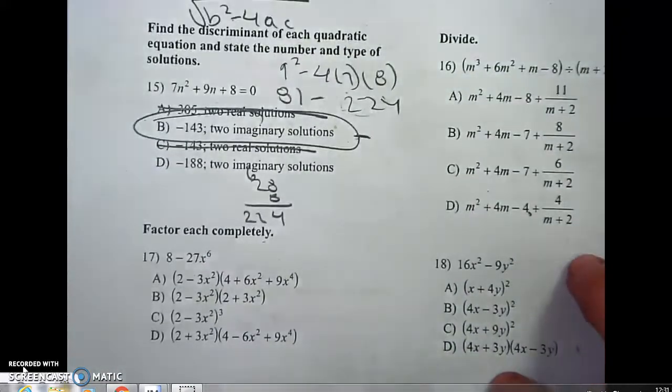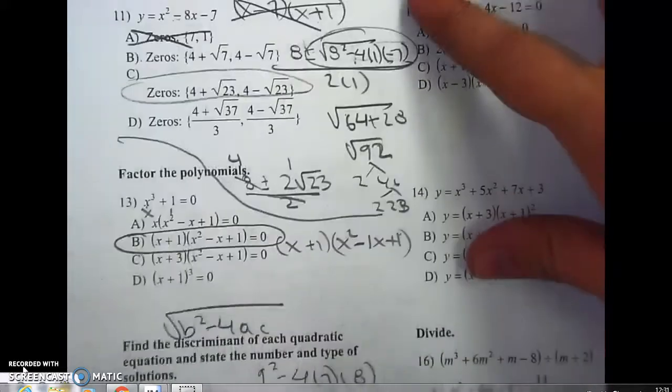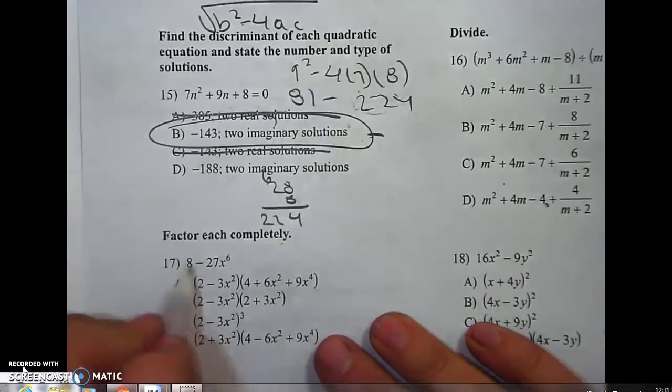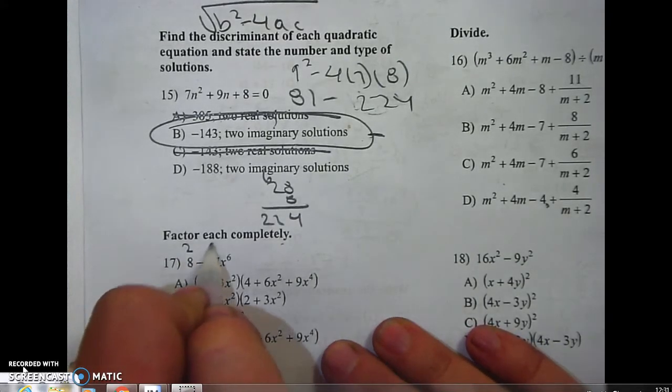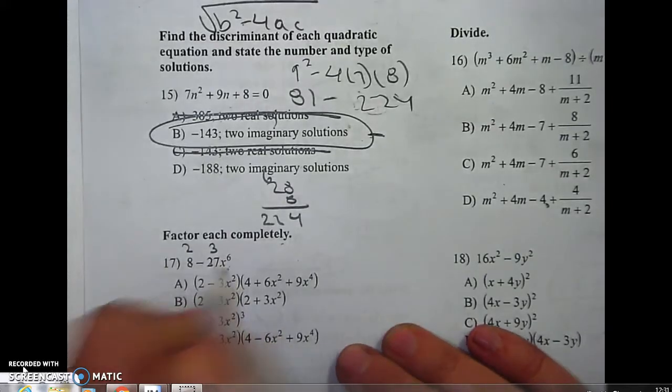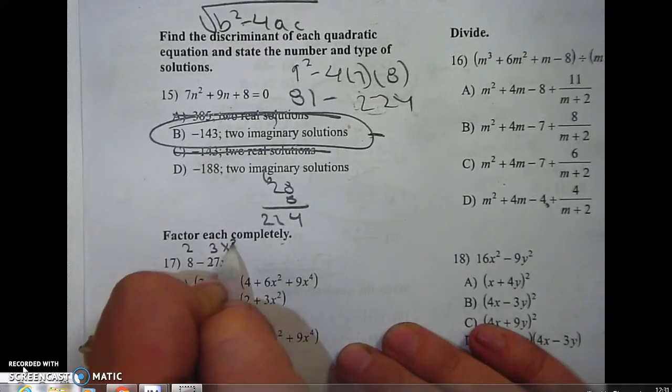Let's go to number 17. Number 17 is similar to number 13, except that one was the sum of cubes and this is the difference of cubes. What times what times what is 8? What times what times what is 27? What times what is x cubed, or x to the 6th?